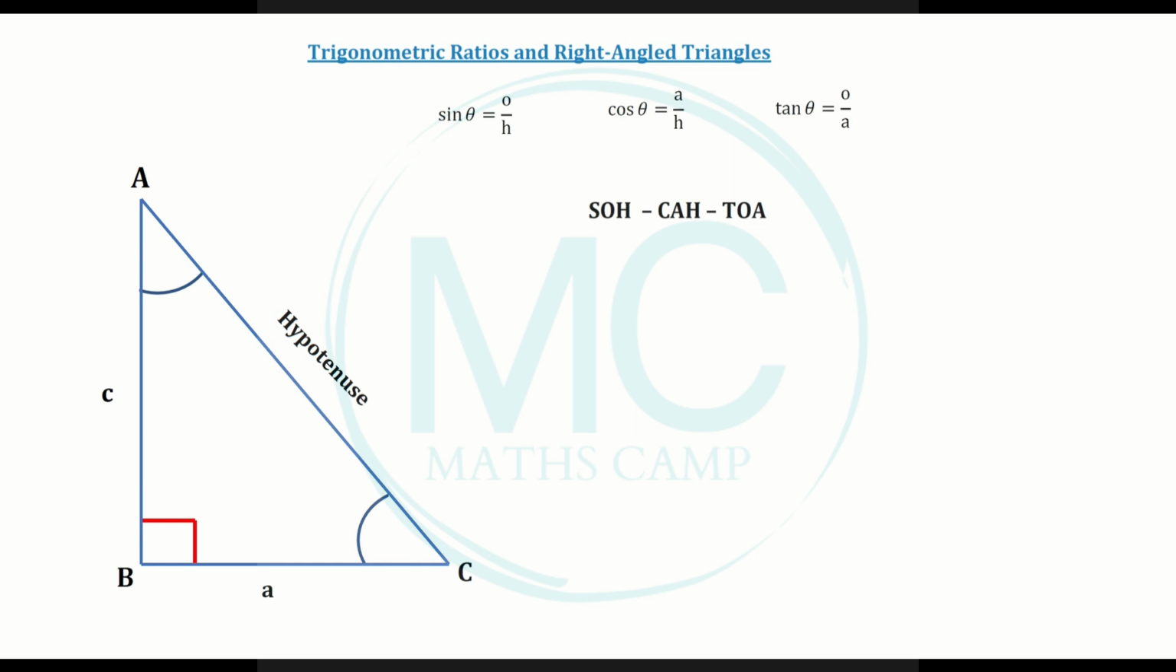Or you can use this story. Sally often has cake and has tea ordered also. S for sine, opposite over hypotenuse. C for cake, cosine, adjacent over hypotenuse. Or T for tan, opposite over adjacent. You can use either of these ways to remember the sine, cos, and tan ratios, or you can find your own way that works for you.